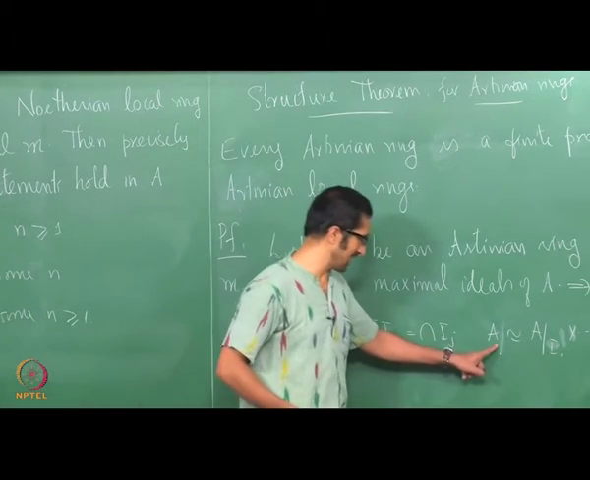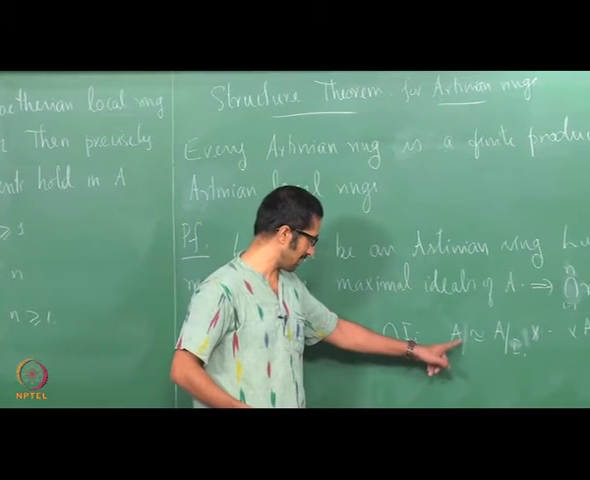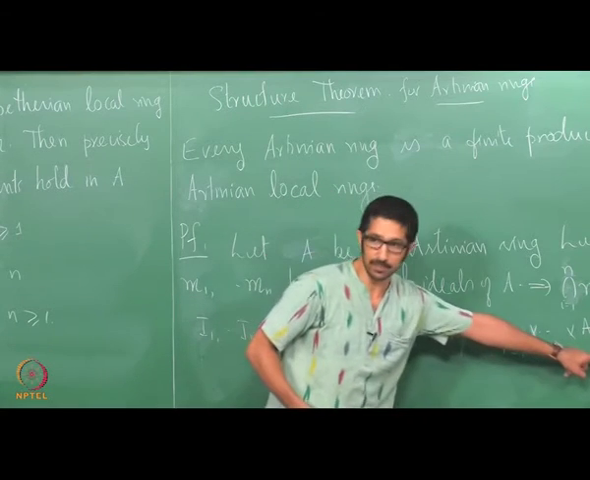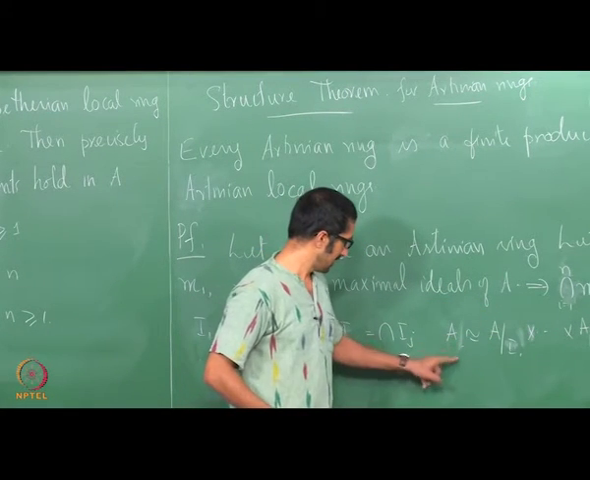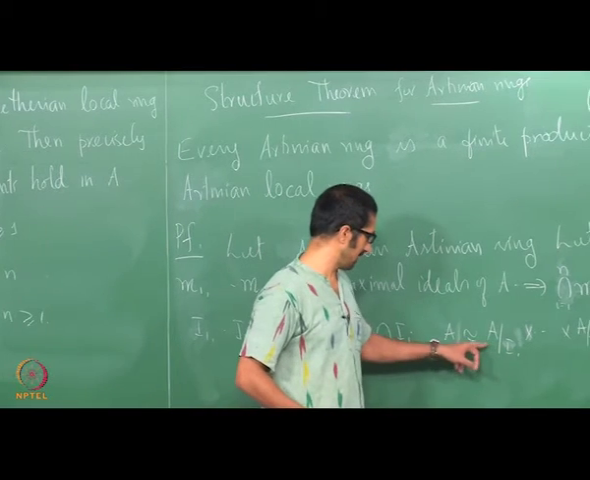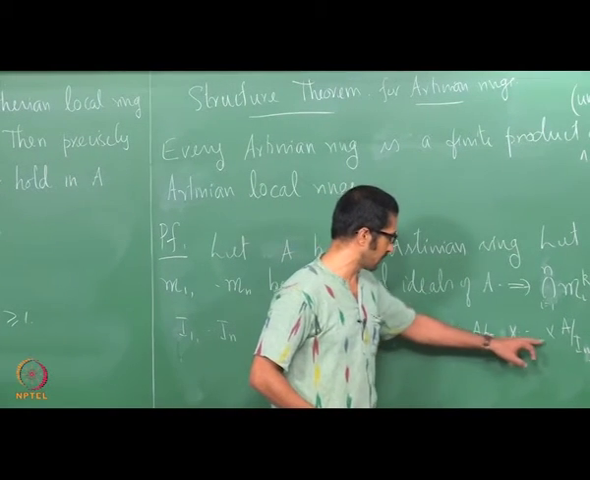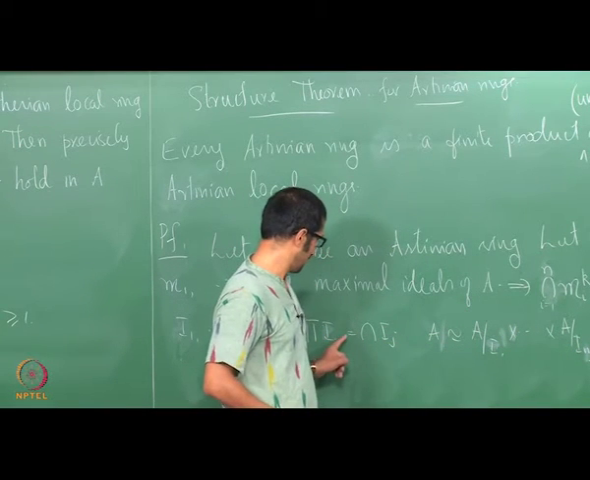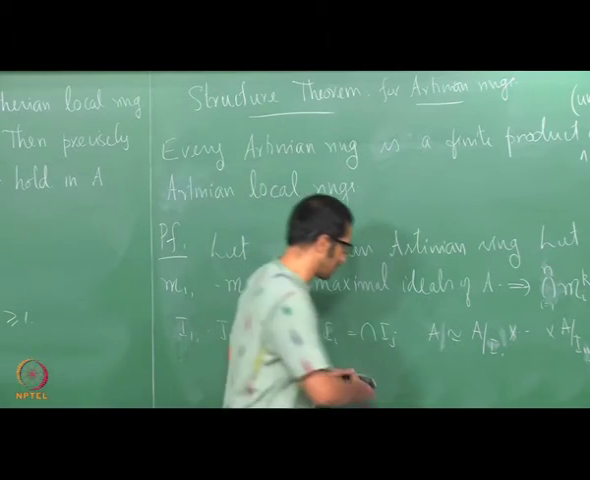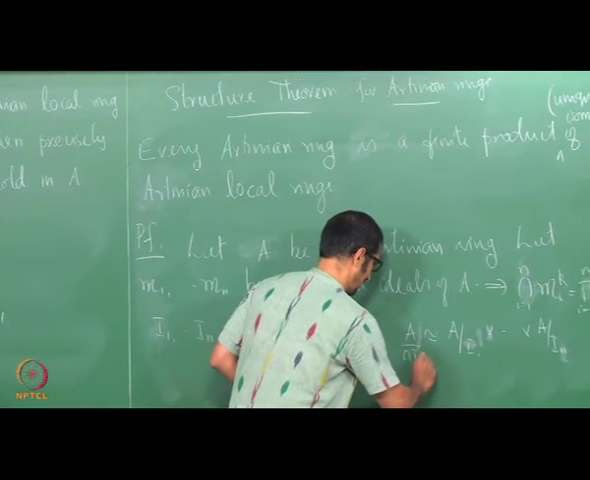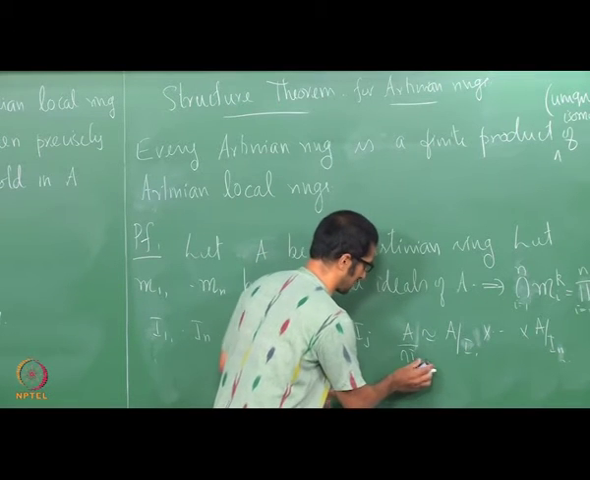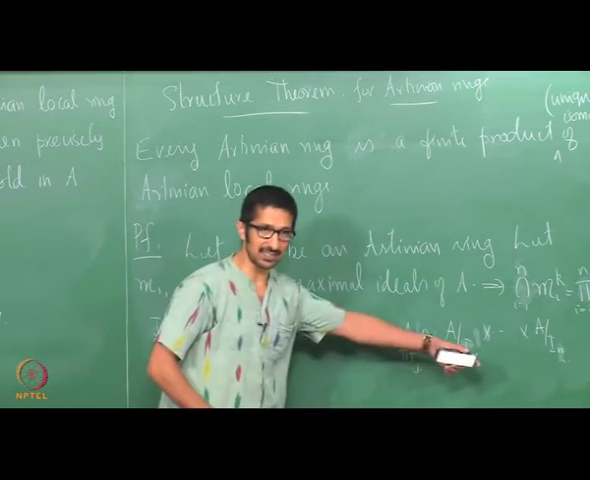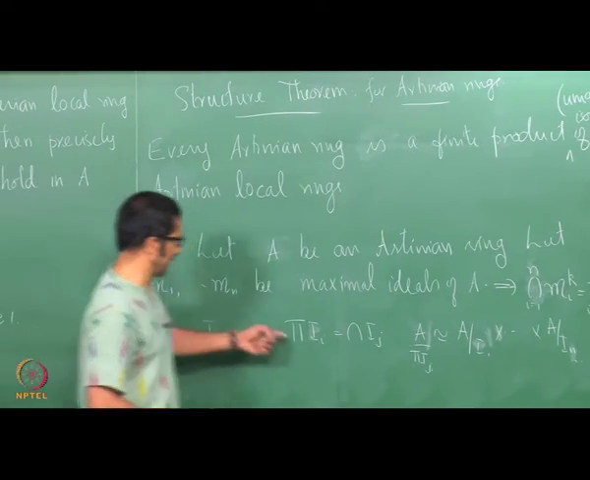So, if you define a map from A to this product, A going to A plus I1 comma up to A plus In, the kernel will be the intersection. So, this will be isomorphic to the intersection, which is also the same as the product. This we have already proved. Now, let us bring it into our situation.